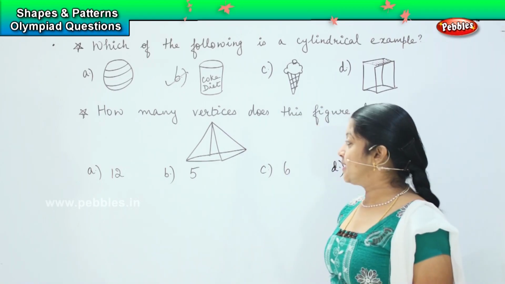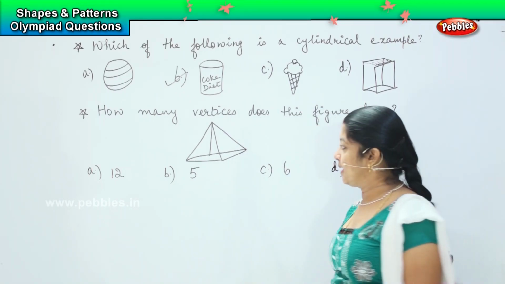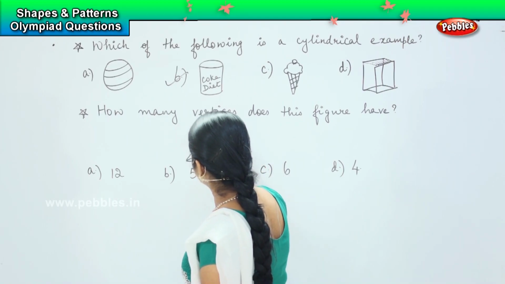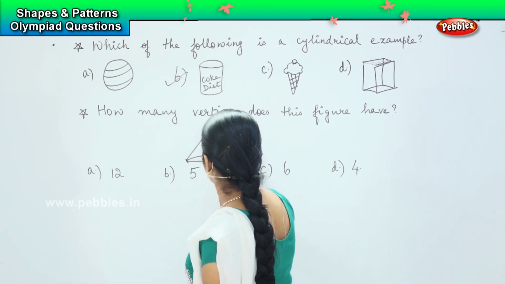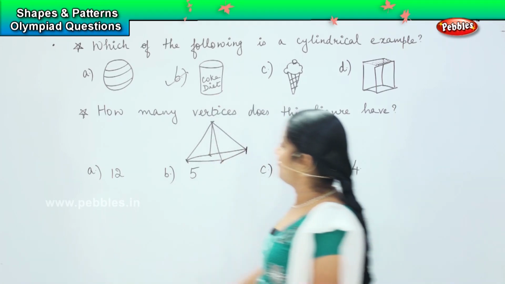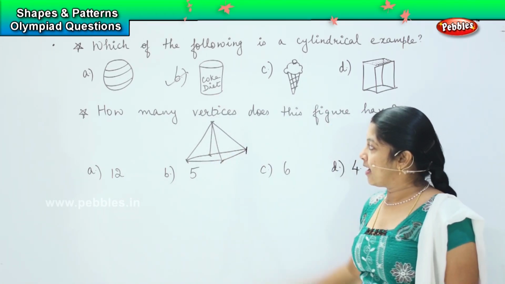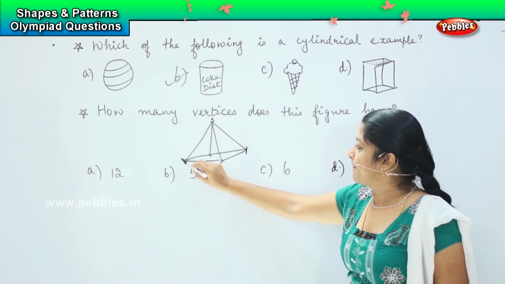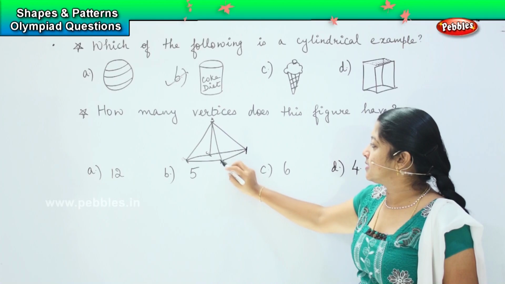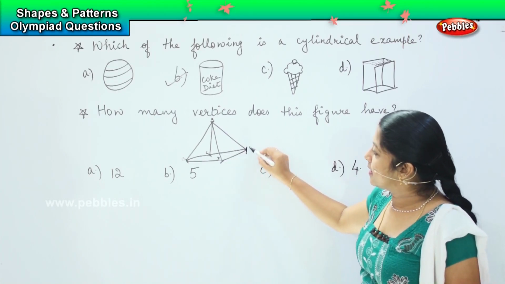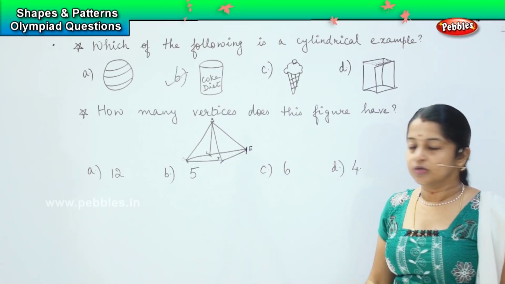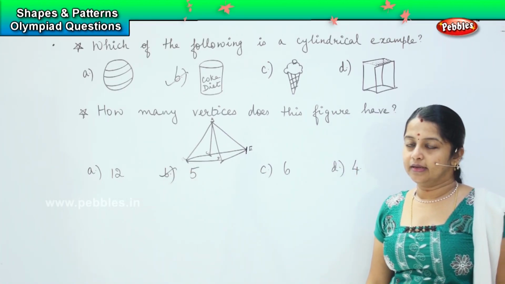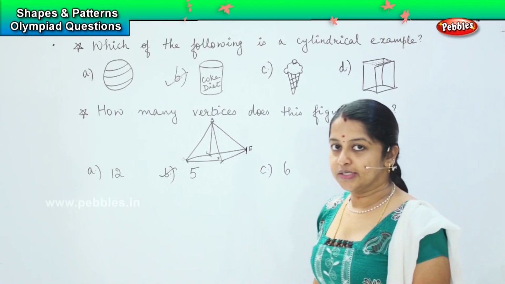So we know that vertices means the corners, right? So shall we count? 1, 2, 3, 4, and 5. So there are 5 vertices. I'll just name them A, B, C, D, and E. So it has got 5 vertices. Clear? Shall we move to the next question?